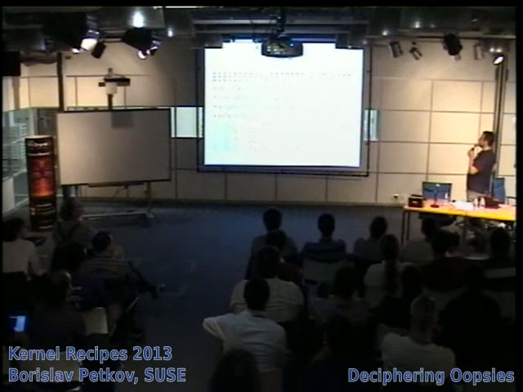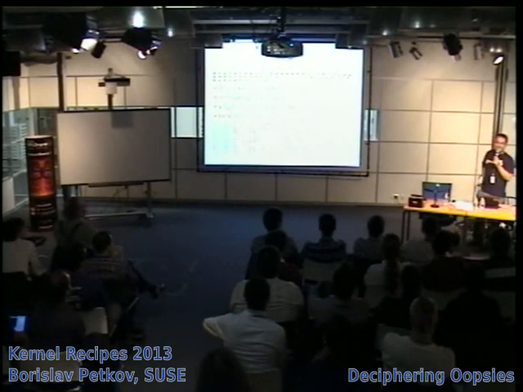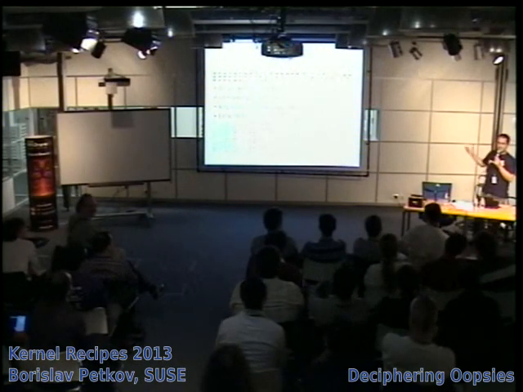The question is, how does it decide how much of the code to dump? I don't know. But it starts at some point.